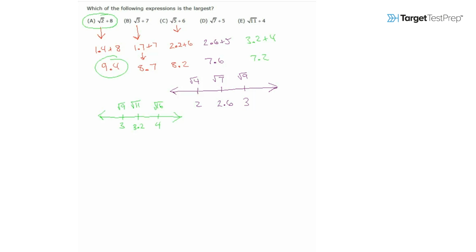If you were short on time here, it starts to become pretty obvious that you're not going to get a value that's bigger than 9.4, especially when you see that you're adding 8 to root 2, and we know that there are no other values in our answer choices that are going to be closer to 8, especially under the square root sign, because the square root of 64 is actually equal to 8, and notice we have nothing close to that here.